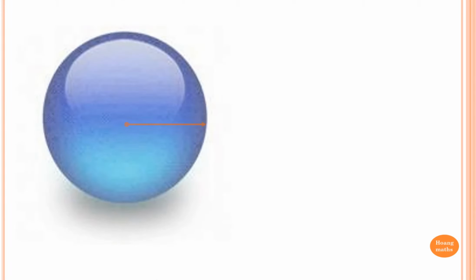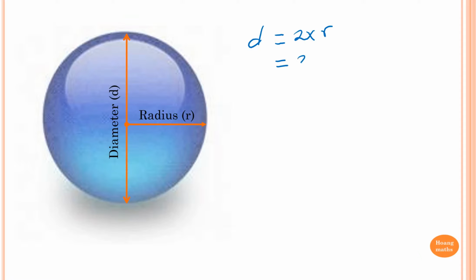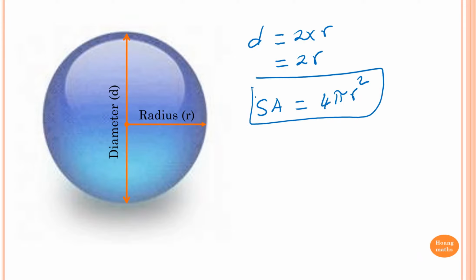A line drawn from the center to the surface is called the radius. And from one end to another end, passing through the center of the sphere, is called the diameter. So please note this for me. The diameter, which is d, is 2 lots of radius, which is 2 times radius, or 2r. So we know that the surface area of a sphere is 4 pi r squared. So please note this rule for me.